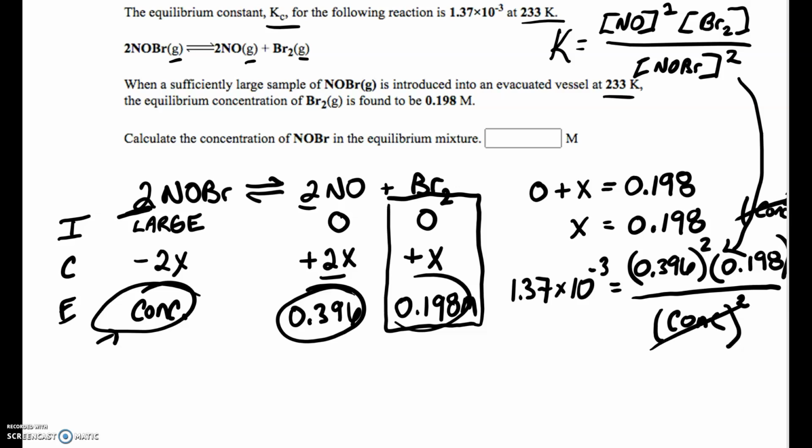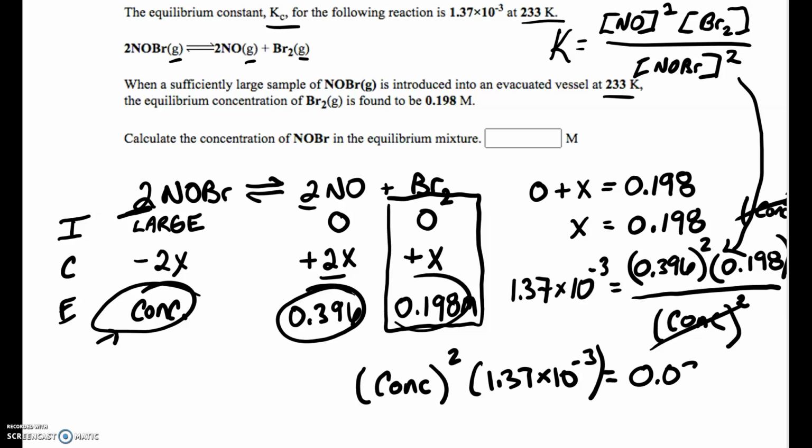And if I do something on one side of the equals, I have to do it on the other. So now I've got concentration, that's what I'm looking for, squared times 1.37 times 10 to the negative 3 equals, and now I have my 0.396 squared times the 0.198. If I just do that in my calculator, I'll square the 0.396, and then I'll go times 0.198. I get this value, 0.0310495.